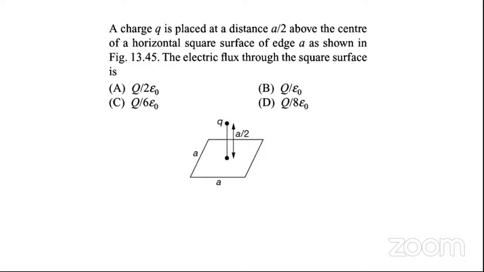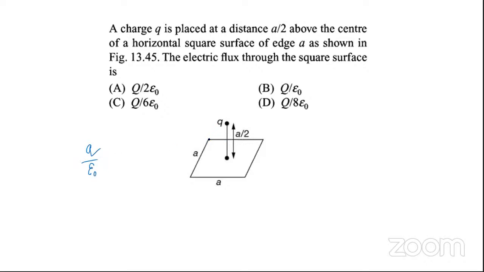Anyone with the answer? No one? Alright, in questions like these, what we do is we just simply complete the surface to get a complete solid. Alright, because what we know is electric flux passing through a box or a closed surface is given by Q by epsilon naught.